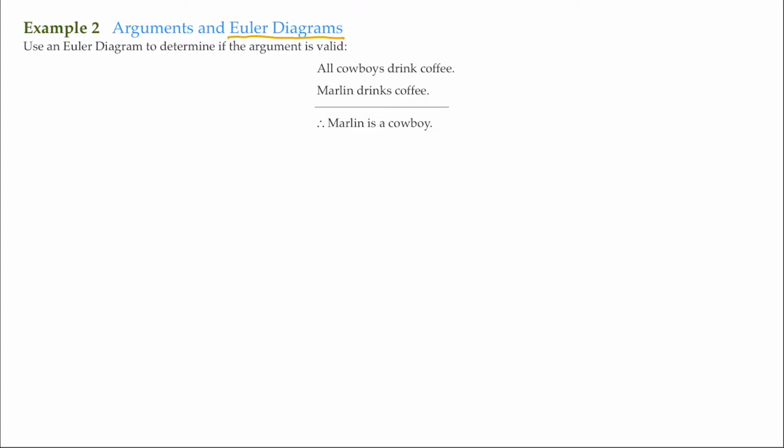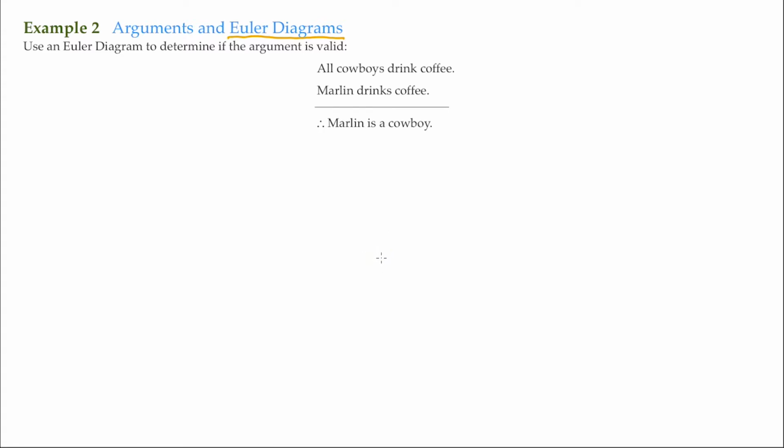So the first thing we're going to do is represent this first premise here. All cowboys drink coffee. And you can see right here, here's our quantifier. That happens to be a universal quantifier, all. But here's our first premise here. All cowboys drink coffee. Now this statement makes up two entities, cowboys and coffee drinkers. So somehow I have to symbolically or graphically represent it using those circles.